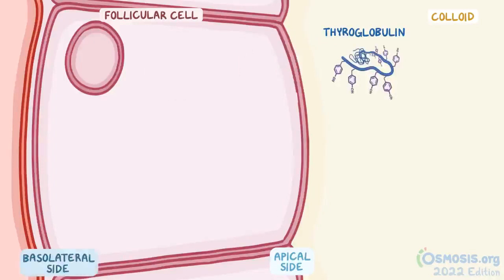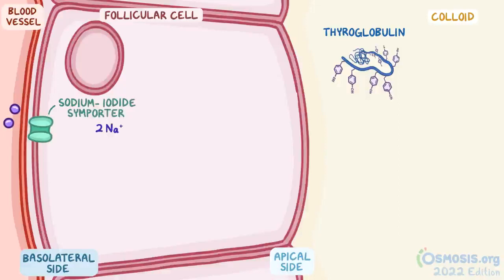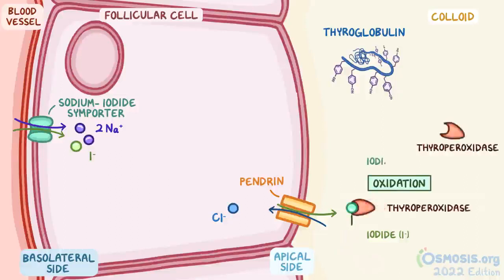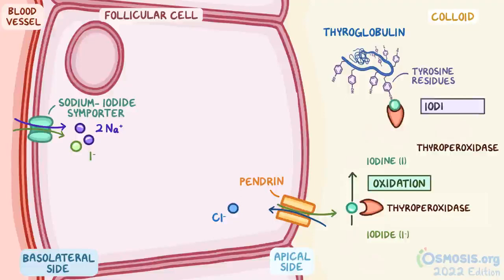On the basolateral side, however, follicular cells are in contact with blood vessels. The basolateral membrane contains a sodium iodide symporter, which pumps two sodium ions into the cell down their electrochemical gradient in order to bring one iodide ion into the cell from blood. Iodide is then pumped into the colloid through an ion transporter called pendrin, which exchanges iodide for chloride since they're both negatively charged. Once iodide is in the colloid, it undergoes oxidation with the enzyme thyroperoxidase, which changes it into an iodine atom. It's then attached to tyrosine amino acid residues, which are found throughout thyroglobulin. This process is called iodination.